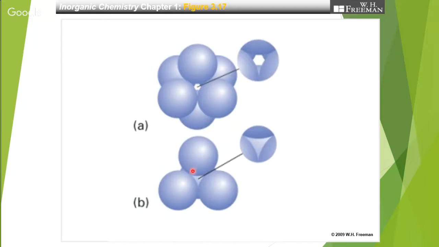The bottom one, so we have a layer of 3 atoms and then 1 additional atom goes on top, as it's shown here on the bottom. Then we have a hole that results there. It's called a tetrahedral hole because there would be 4 faces if we made it into a 3-dimensional structure.